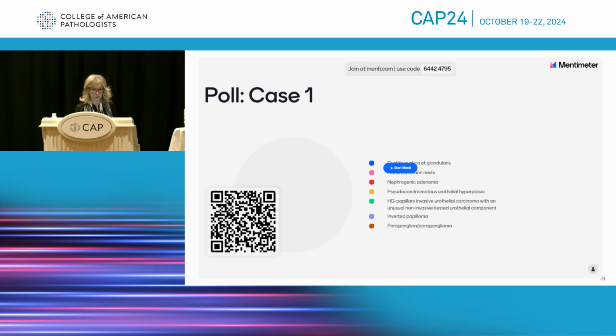So I would like to invite you to give me a differential diagnosis, because here I had a lot of differential diagnosis. So I'm going to start this poll. If you would like to scan the QR code. Okay, and if you all are ready already, I'm going to start.